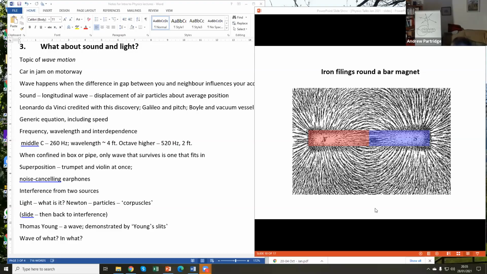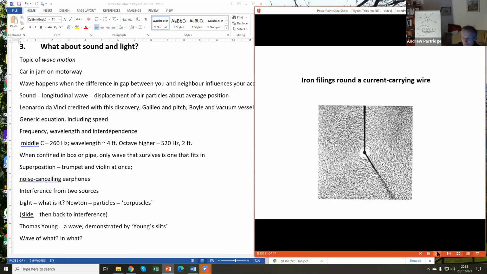Now we come then to the final piece of the equation, where dear old Faraday comes in. Oh yes, no, I've skipped a bit.